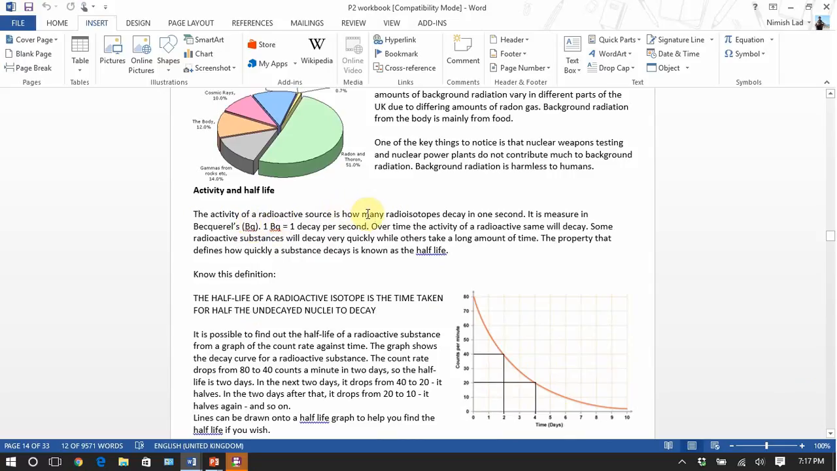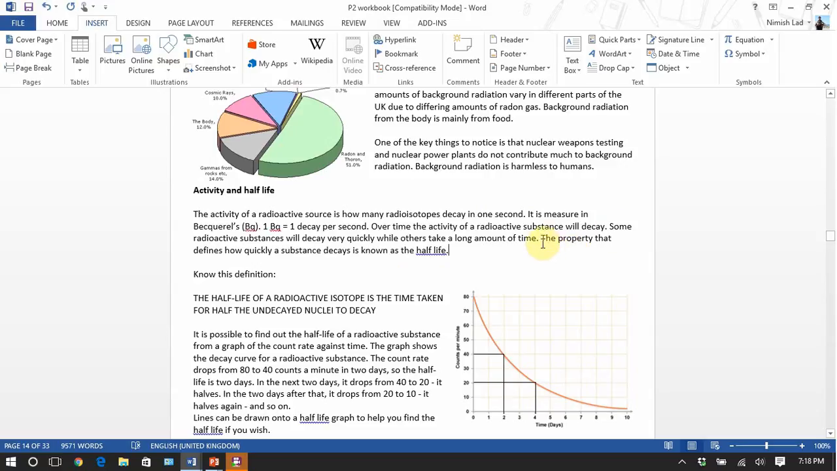And over time, the activity of a radioactive substance will decay, I should say. So let's change that. That's a big mistake there. Substance. Oops. There we go. Yes, substance will decay. Some radioactive substances will decay very quickly, while others take a long amount of time. So you see, I've got it written right there.